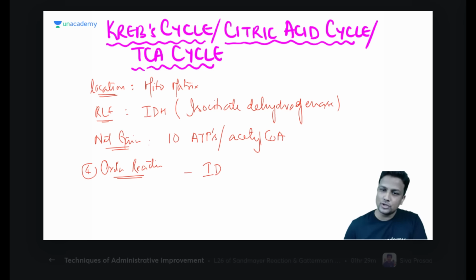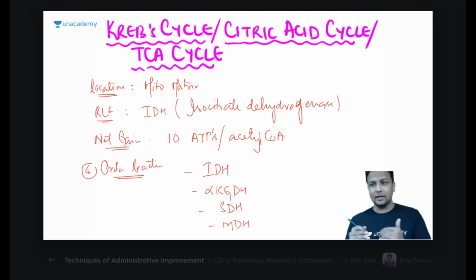Number one will be your isocitrate dehydrogenase. Another one will be alpha ketoglutarate dehydrogenase. Another one will be succinate dehydrogenase. And the fourth one will be the malate dehydrogenase. You can see the dehydrogenase. D means a removal, and a removal of hydrogen is nothing but oxidation. A removal of hydrogen is oxidation, guys.